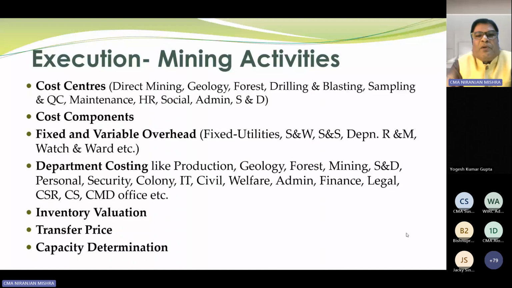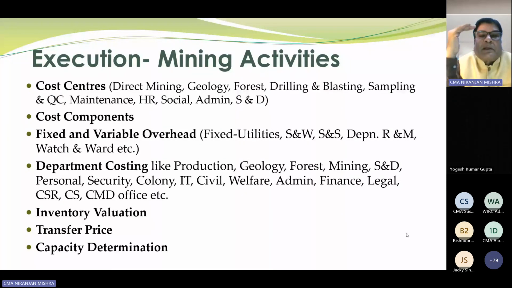So geology, forest, drilling and blasting, sampling and quality control, maintenance, HR, social, admin, S&D. So these are the cost centers. Then come to the cost components. So the cost components means like our regular cost sheet, the material; these are the departments. So in each department, we have to find out what is my material, what is the utility, what is the repair maintenance cost. We'll go one by one. Then we have to go for the fixed and variable overhead. What are the fixed overheads in the mining industry?